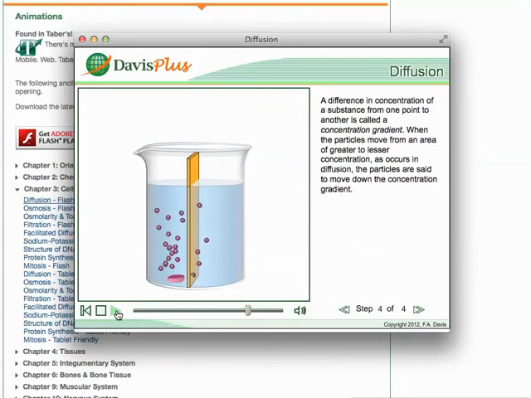A difference in concentration of a substance from one point to another is called a concentration gradient. When the particles move from an area of greater to lesser concentration, as occurs in diffusion, the particles are said to move down the concentration gradient.